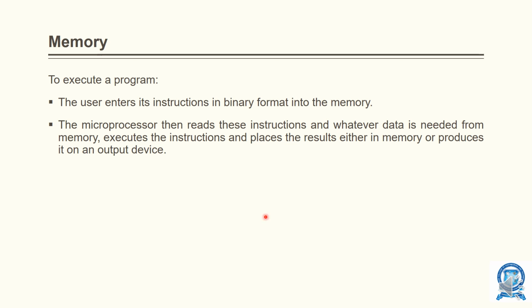Memory. To execute a program, the user enters its instructions in binary format into the memory. The microprocessor then reads these instructions and whatever data is needed from the memory, executes the instructions and places the results either in memory or produces them on the output device.